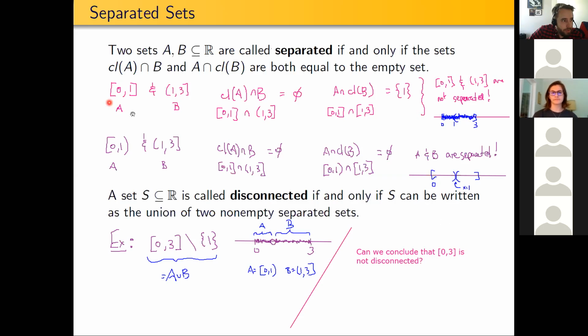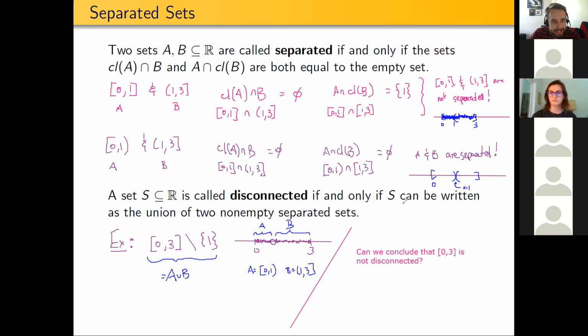Up here, we had an example of an A and a B. Their union was the entire interval 0 to 3, but we noticed that these two sets themselves were not separated. Right, so can we conclude that 0 to 3 is not disconnected? It's actually kind of a weird and a hard statement, but the truth is that no, we cannot, based on this work alone, conclude that 0 to 3 is not disconnected.